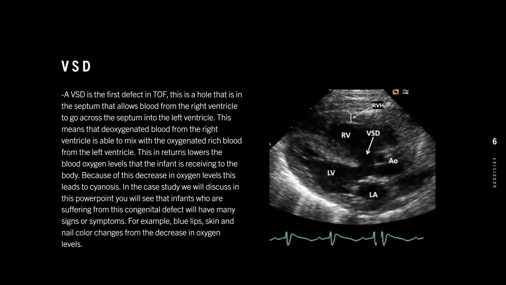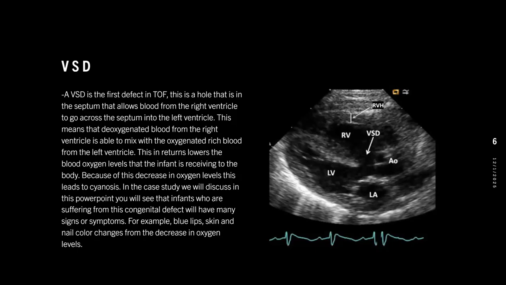A VSD is the first defect in TOF. This is a hole that is in the septum that allows blood from the right ventricle to go across the septum into the left ventricle. This means that deoxygenated blood from the right ventricle is able to mix with the oxygen-rich blood from the left ventricle. This in return lowers the blood oxygen levels that the infant is receiving to the body. Because of this decrease in oxygen levels, this leads to cyanosis.